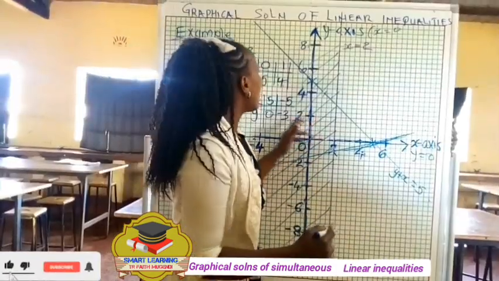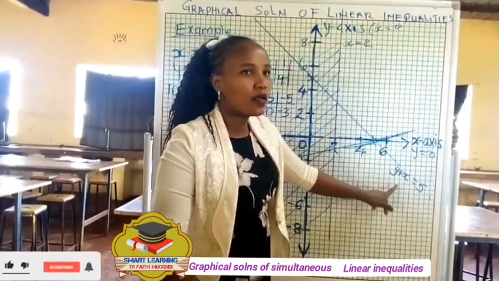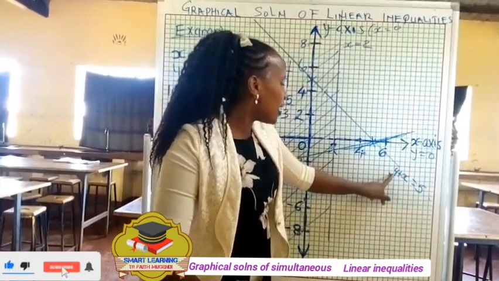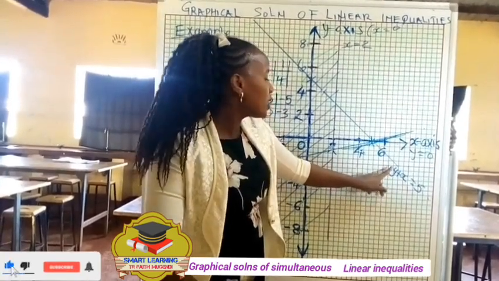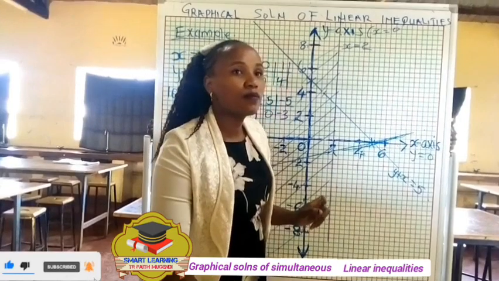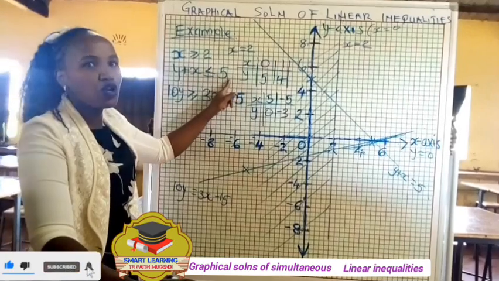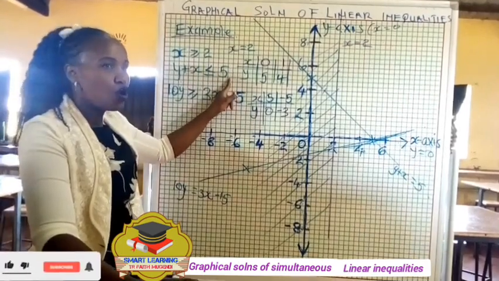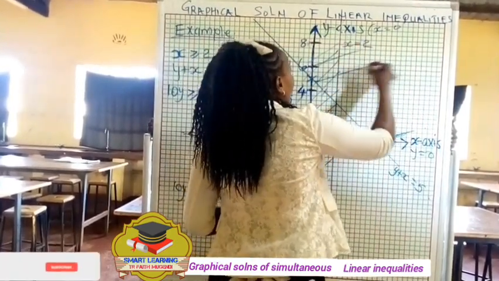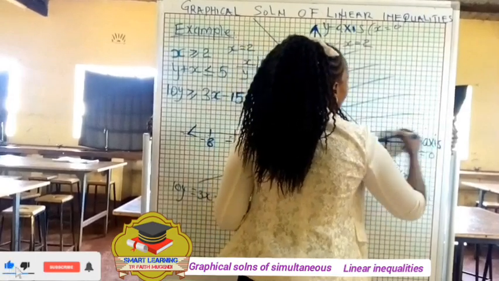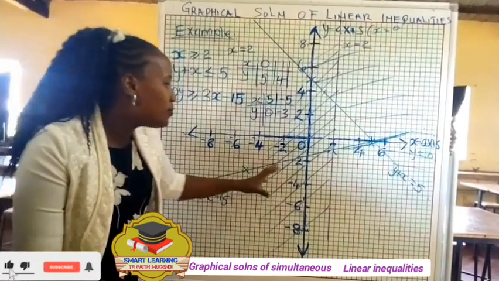Okay? So 2, 8, let's substitute here. If X is 2, Y is 8. 8 plus 2 is 10. Is 10 less than 5? No. So anything above this line is unwanted. So what do we do, guys? We shade. Yes, we shade. Very good.